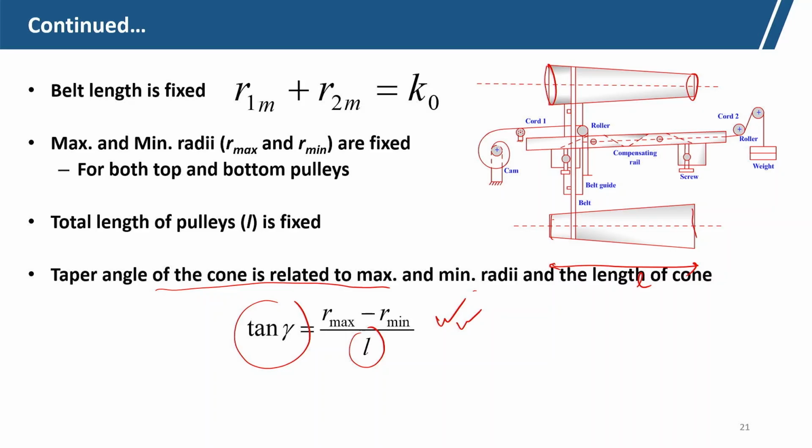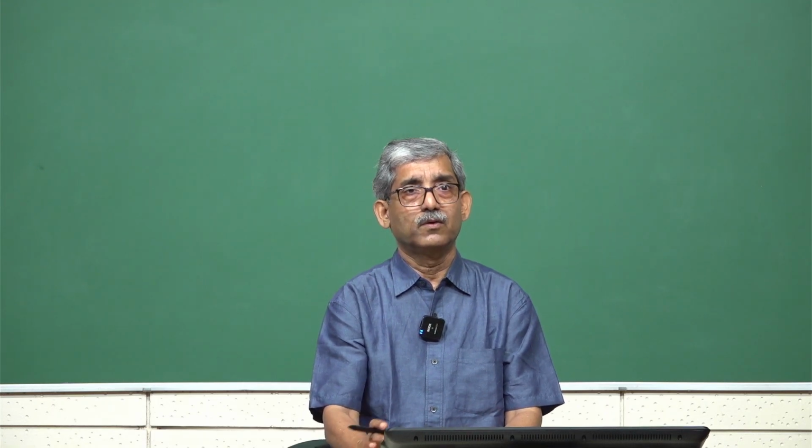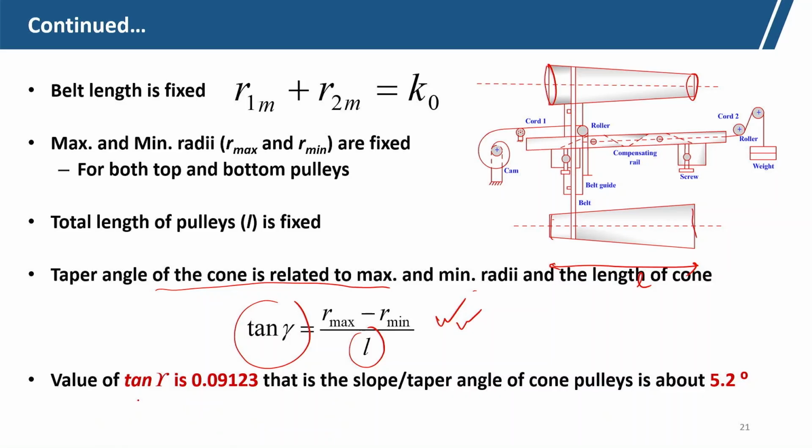So, we have discussed the basics of the cone pulley. Now, if you see the actual value of a machine, its taper angle is coming out to 5.2 degrees, the standard taper angle, so that we will be using in the calculation. So, tan gamma is 0.09123, okay, that is the slope of the pulley.